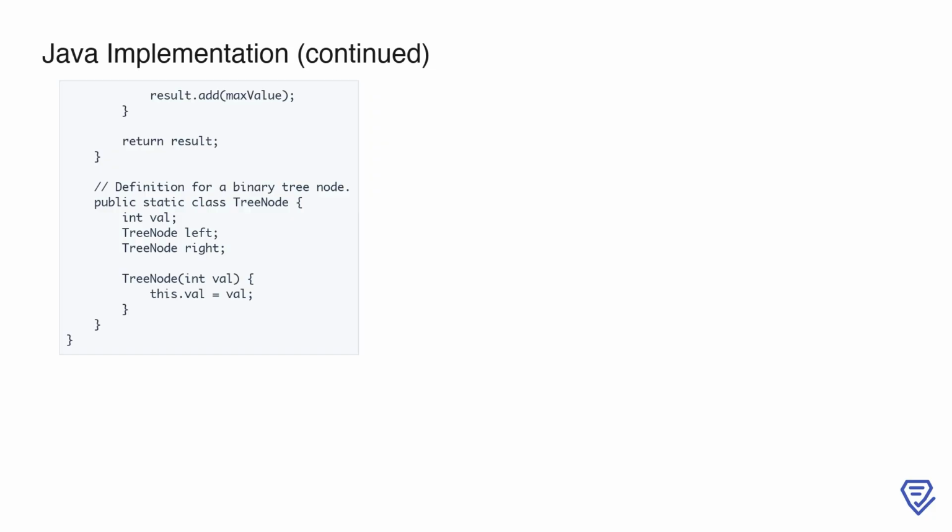Below the method, we also define a simple tree node class to represent the structure of each node in the binary tree. Each tree node has an integer value, a left child, and a right child. This class makes it easy to construct and interact with the binary tree. In summary, this implementation efficiently performs a level order traversal using a queue, ensuring that we capture the largest value at each level while maintaining a time complexity of O(n), where n is the number of nodes in the tree.